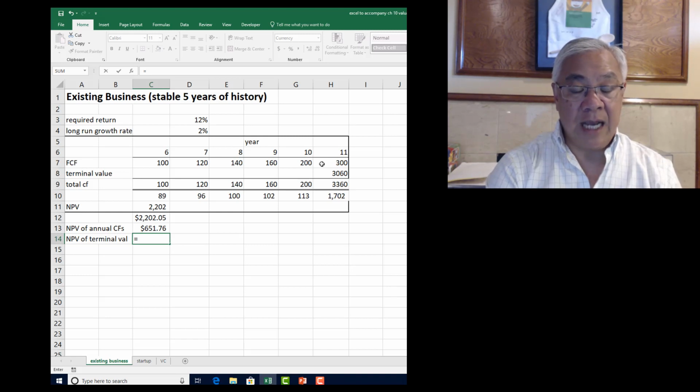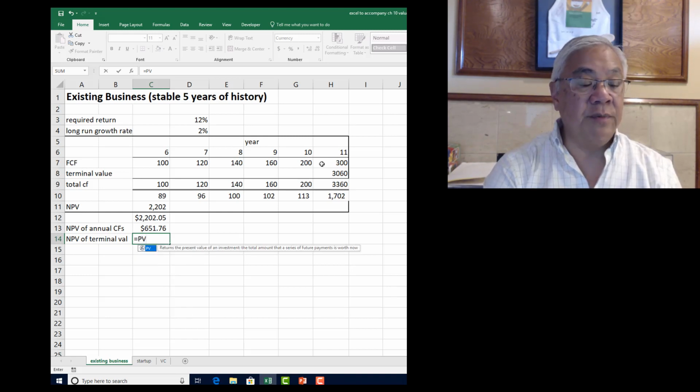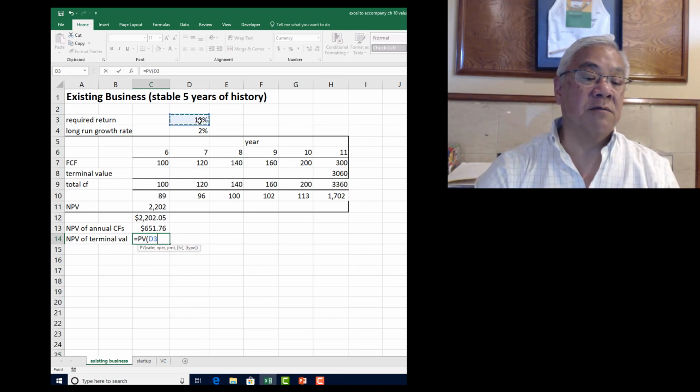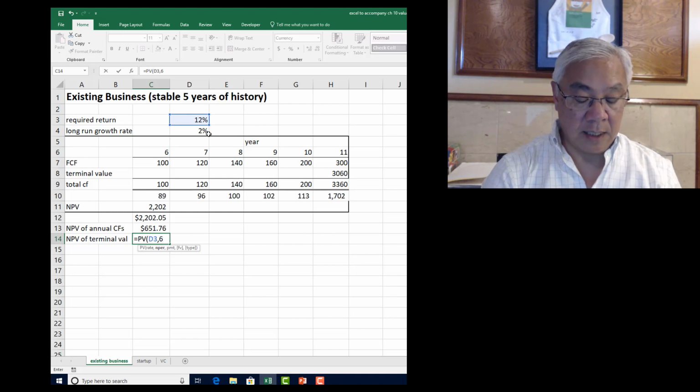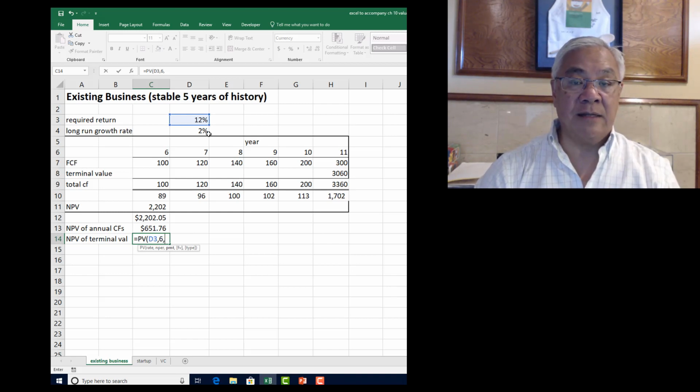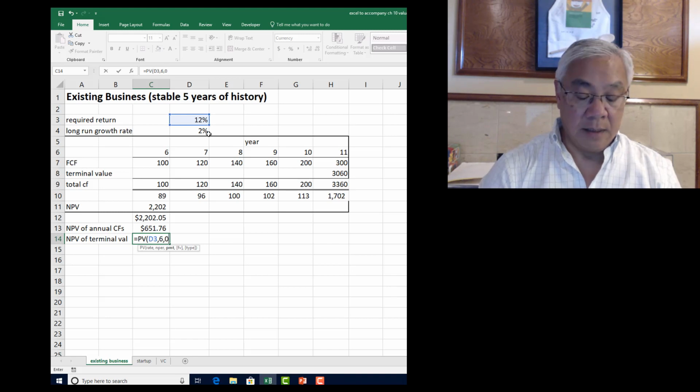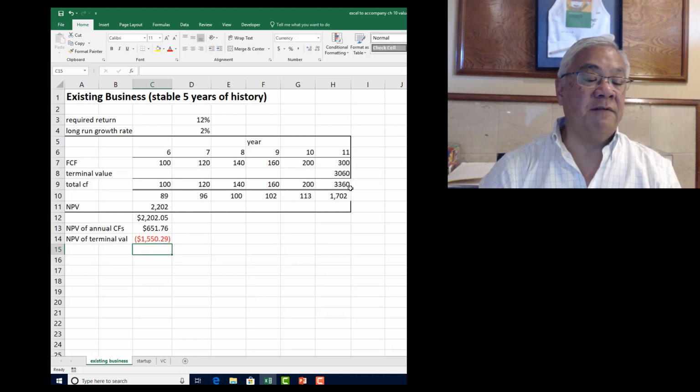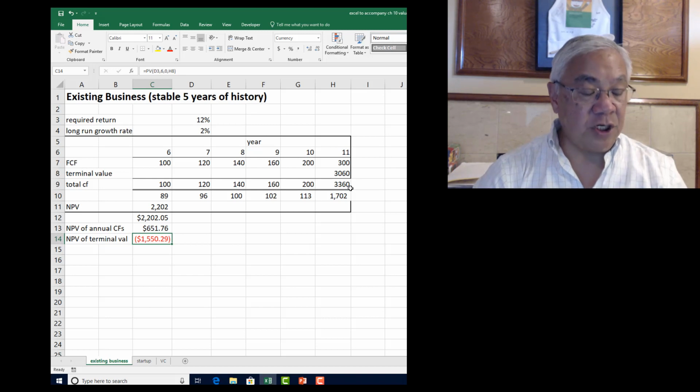Next, we get the net present value of a single factor, so that we can use the PV since there's only one cash flow, equals PV, open parens. What's the rate? 12%, comma. What is the number of periods? The number of periods is 6, comma. And what is the payment? There are no payments. It's just 1 at the very end, comma, 0, comma. And then you say, what is the future value? That is the terminal value, close parens, and we get 1550. I'm going to change the sign.